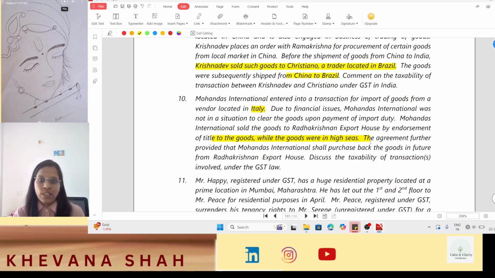I'm sorry, the previous one was not a high sea sale. So what is happening is that Mohandas International is not able to clear the goods. So goods are there in the export house, and from there only you are making sales. The agreement further provided that Mohandas International shall purchase back the goods in future from Radhakrishnan Export House. So discuss the taxability of the transactions. So here two transactions are involved. Let's check the answer.